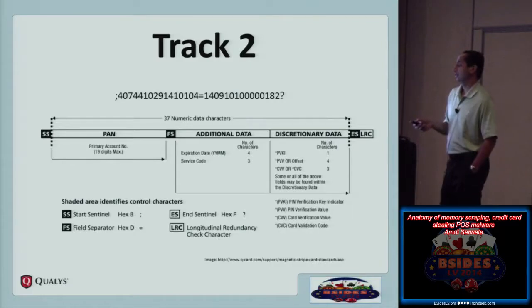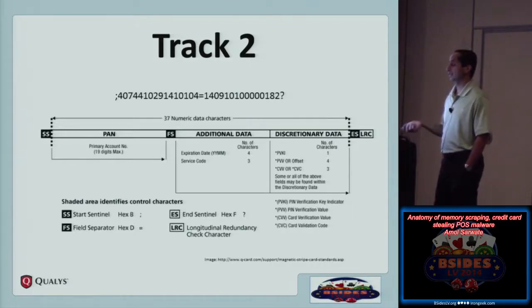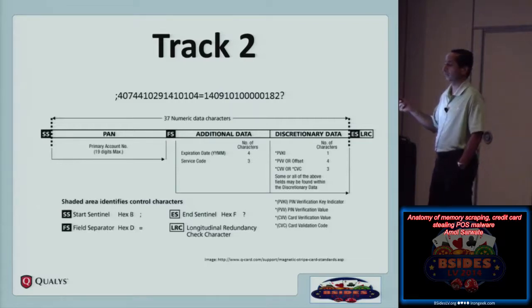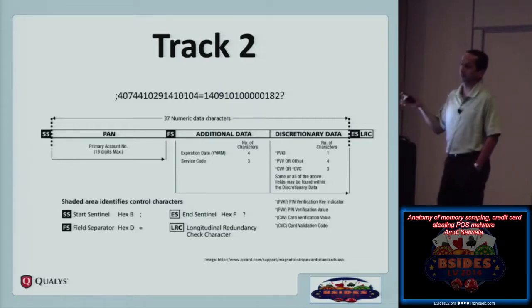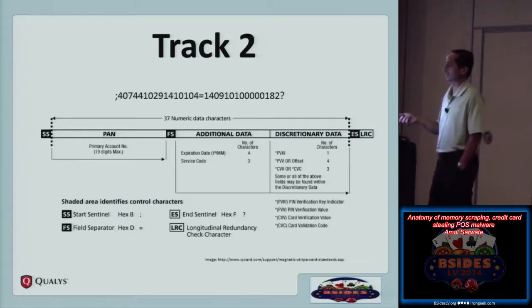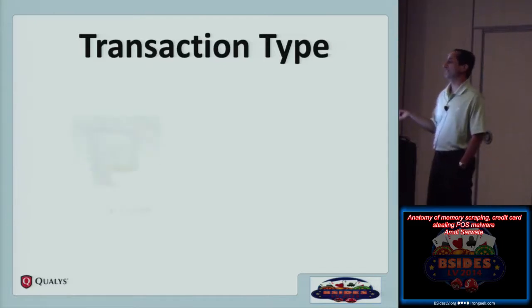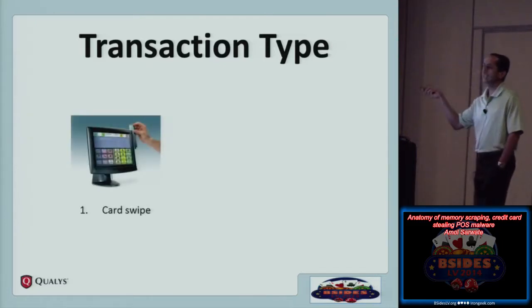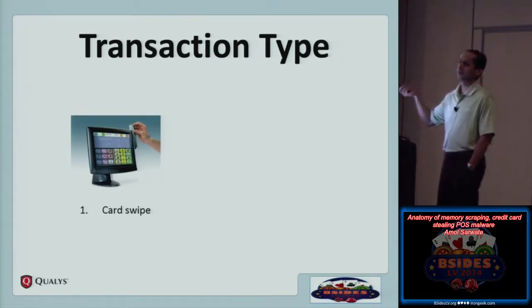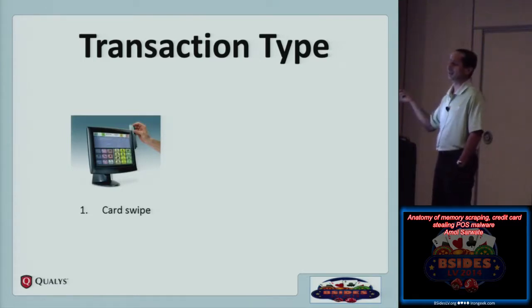So that's basically track 1 data, that's your track 2 data, and that pretty much concludes everything we need to know for this presentation about point of sale systems and credit cards. Oh, well, not completely. There are a few transaction types. The first type of transaction is very simple. We all do that almost every day: a card swipe.